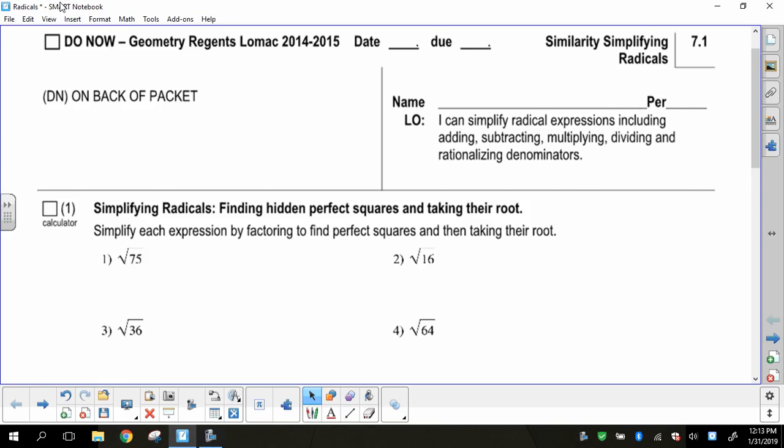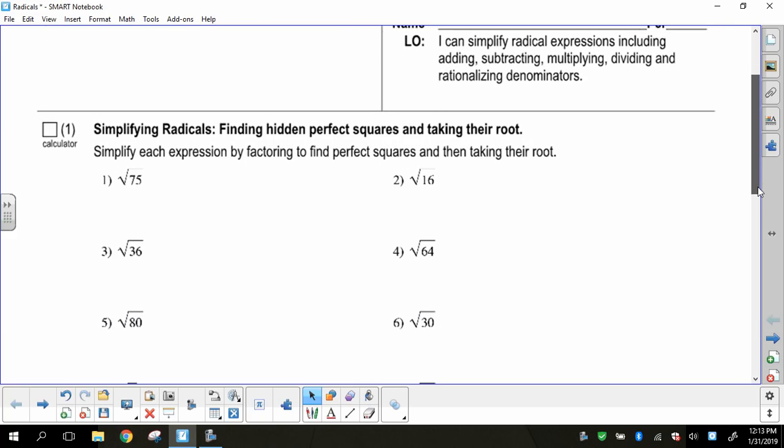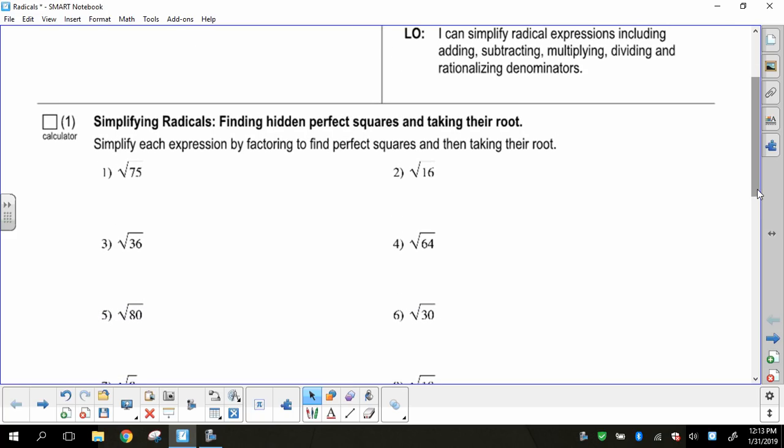All right, students, let's do a radical lesson here. We're going to start by learning how to simplify radical expressions, including adding, subtracting, multiplying, dividing, and rationalizing them. This first lesson will just be simplifying radical expressions. So instead of approximating what the value of each expression is using a calculator, we are going to simplify them, kind of like simplifying fractions.